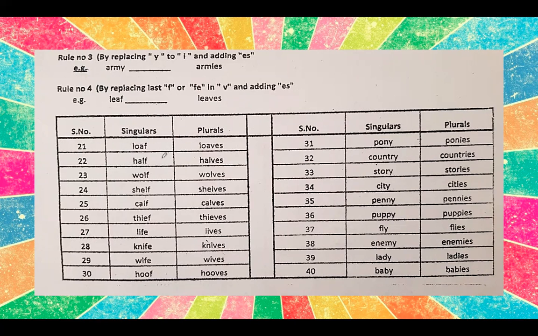Loaf, loaves. Half, halves. Wolf, wolves. Shelf, shelves. Calf, calves. Thief, thieves. Life, lives. Knife, knives. Wife, wives. Hoof, hooves. Okay? Pony, ponies. Country, countries. Story, stories. City, cities. Penny, pennies. Puppy, puppies. Fly, flies. Enemy, enemies. Lady, ladies. Baby, babies.